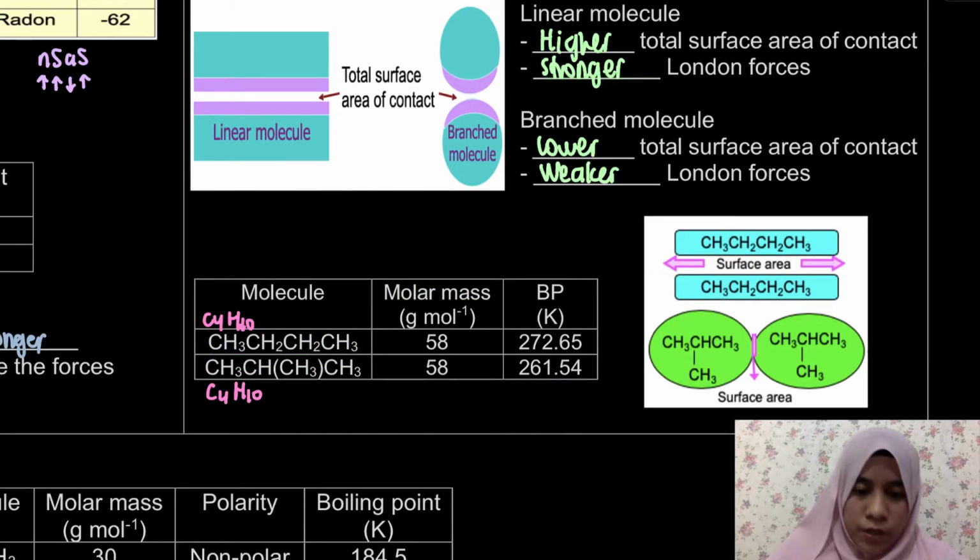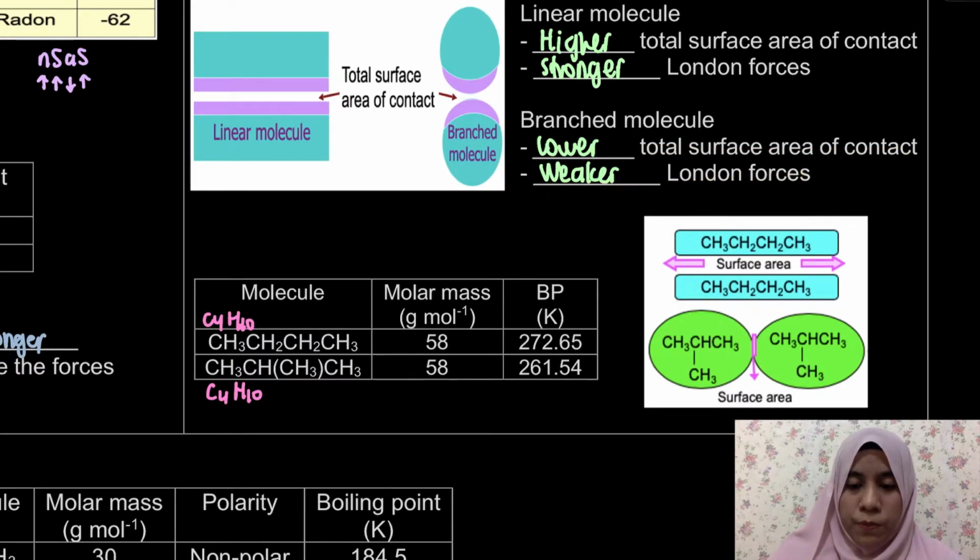Okay, kalau kita punya the second one ni, is actually our methylpropane. So, dekat sini, it is not a linear shape. It's a branch molecule. Guna yellow lah. It's a branch molecule. So, dia punya surface area sikit je. It's very small. So, that's why lower total surface area of contact, hence weaker London force.